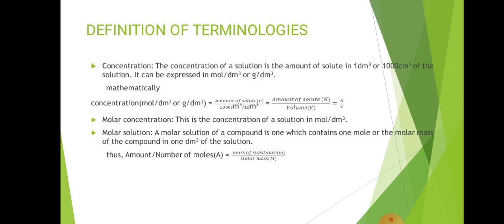Thus, we can say that concentration is the same as amount of substance over volume of solution. Now, molar concentration, on the other hand, is the concentration of a solution in moles per dm³. Take note, molar concentration is the concentration of a solution in moles per dm³, while a molar solution is a solution which contains 1 mole, or the molar mass, of a compound in 1 dm³.